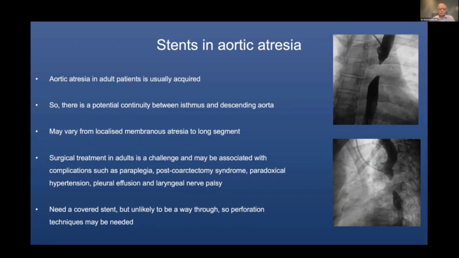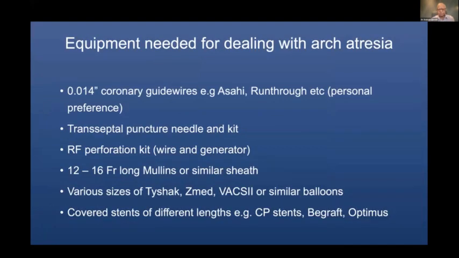In these adults, adolescents, surgery is challenging, and there may be complications such as paraplegia, post-coarctectomy syndrome, paradoxical hypertension, and recurrent laryngeal nerve palsy. And so the surgeons are not always keen to deal with these in adults, and therefore catheter interventions have an important role to play. For these, we need a covered stent, but usually you have to make a way through by perforating this interruption before you can put a covered stent in, and that's what I'm going to address.